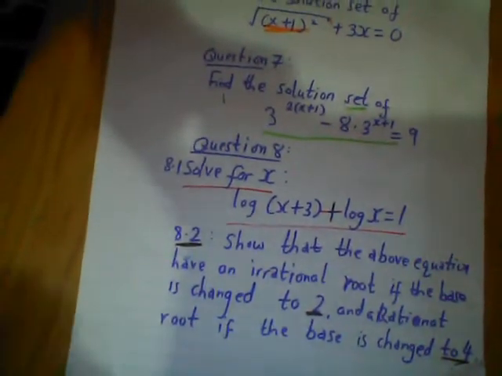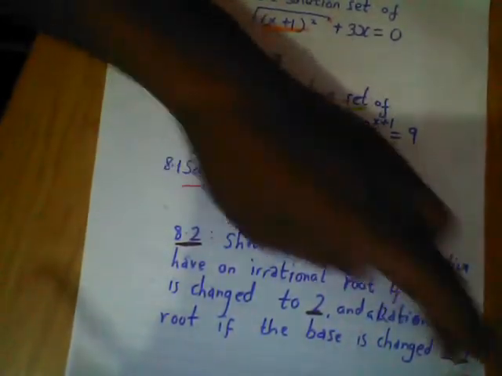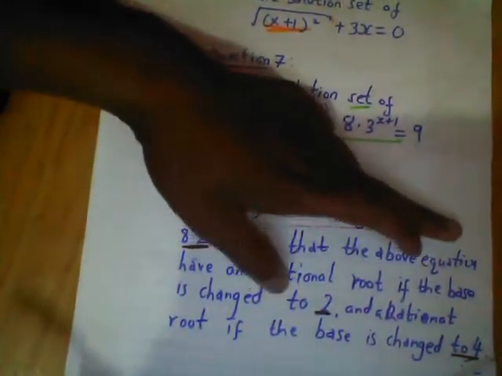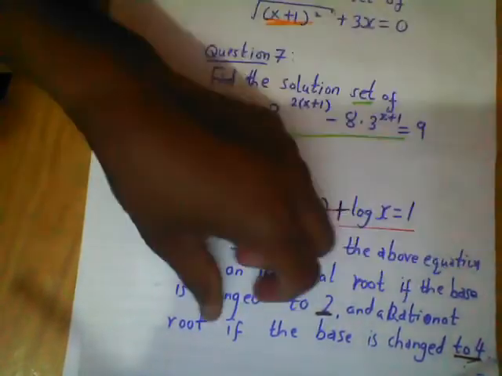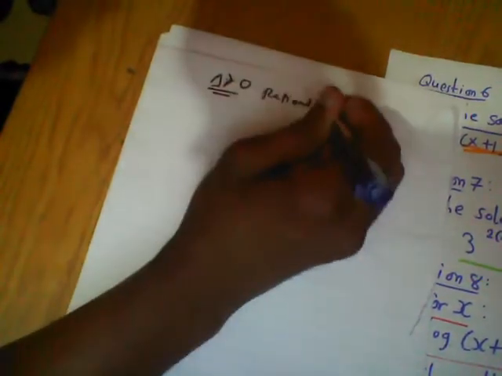So we're going to solve the question in base 2. Same equation, we put 2 and solve, and then we see what happens when it is 4. That's how we say it: show that the equation has irrational roots if the base is 2 and rational roots if the base changes to 4. For rational roots, we check the previous question: the discriminant must be greater than 0. So they want us to check the roots.